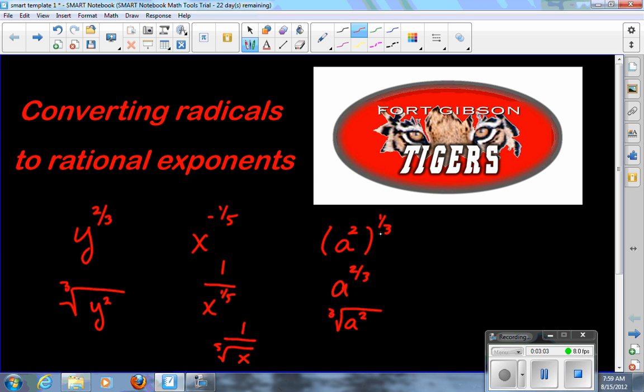You see, I would have gotten the same thing if I would have done what I said first, which is treat this shell as the root. So this is a 3rd root. That's what these parentheses are for, and then put this a squared on the inside. So those are two ways to do that. This lesson's pretty short.